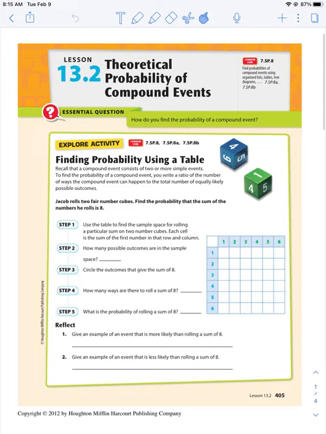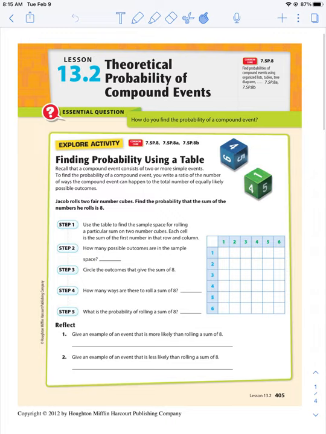Hello, 7th graders. Today we're going to look at what happens when you have two events that you want to calculate the probability of them happening at the same time. So these are called compound events when you have two or more simple events. And there's a couple ways that we can solve theoretical probability of compound events.